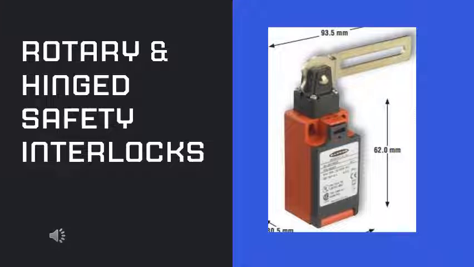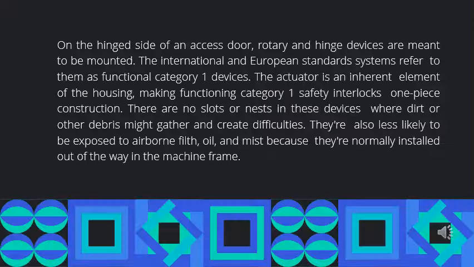So, the first type of SIS is the rotary and hinge safety interlock. On the hinge side of an access door, rotary and hinge devices are meant to be mounted. The international and European standard systems refer to them as functional category 1 devices.